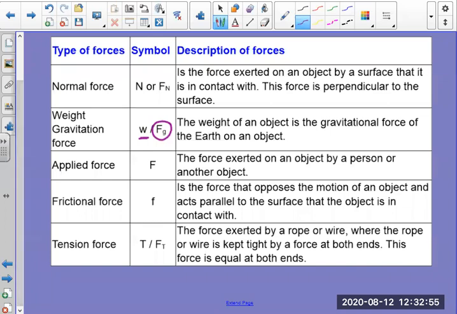Remember, when there's a rope attached or a wire or anything like that, then it's a tension force. Although you can see it as an applied force, when we have a rope, they say the force exerted by a rope or a wire, where the rope or the wire is kept tight by the force at both ends, the force is equal at both ends. And therefore we call it a tension force. So there's no place in a rope between two objects where the force is going to be stronger at the one side and weaker at the other side. The force is going to be the same for the whole rope.